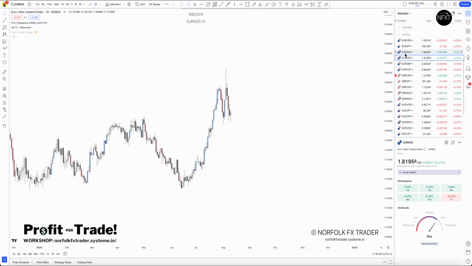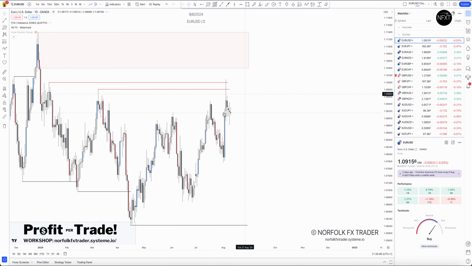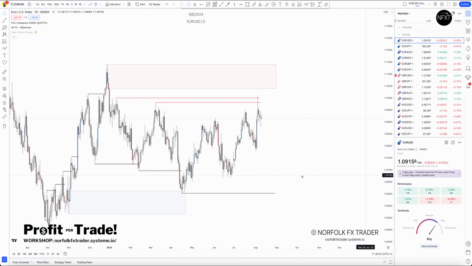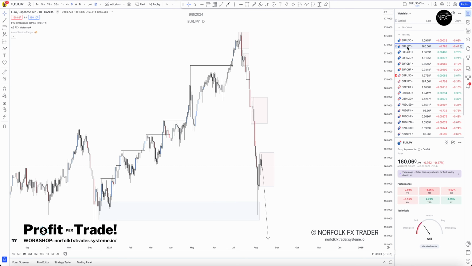And what I mean is, if we quickly go back to the euro, we can see that we've swept this area of previous supply, and we've bounced off this area of demand with structure. Internally, we have an area of demand down here as well. That means potentially we could see a push lower. Now, we go to the euro.